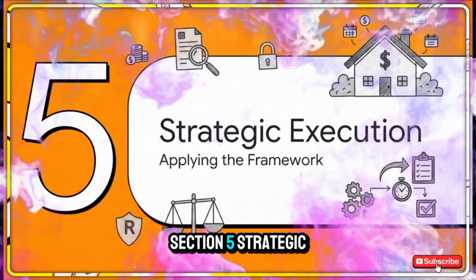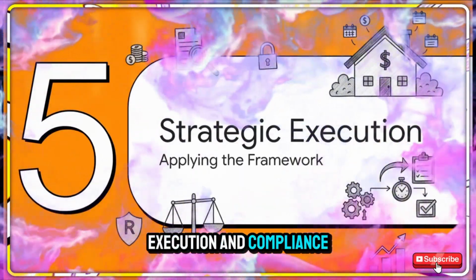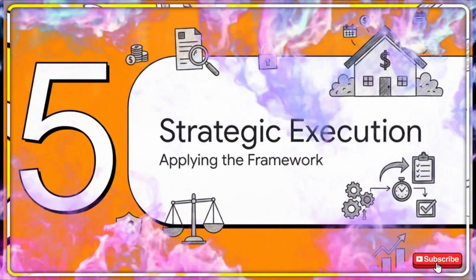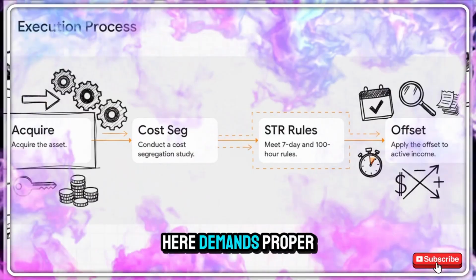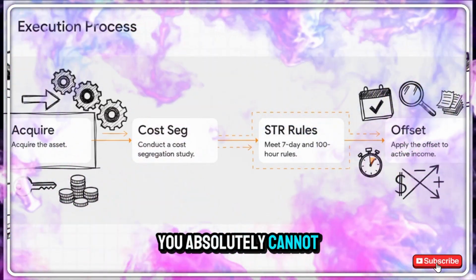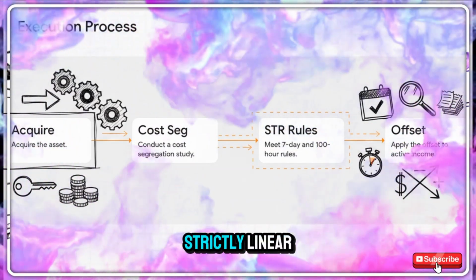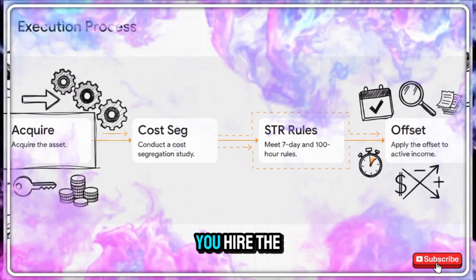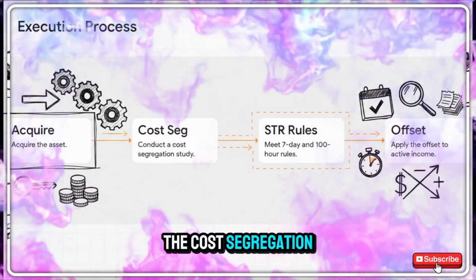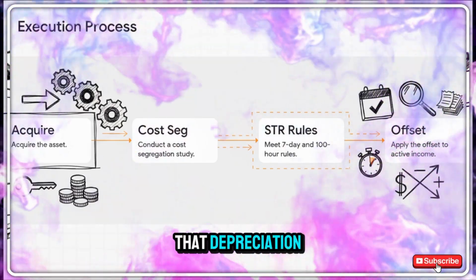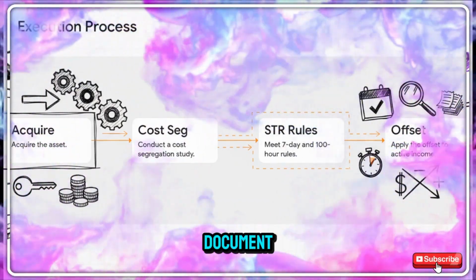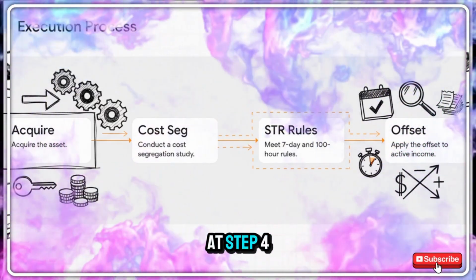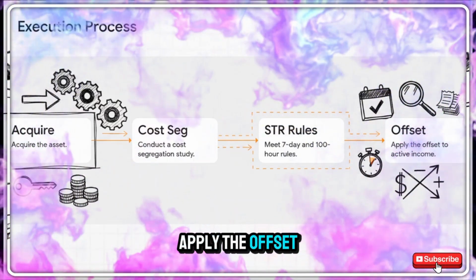Section 5, Strategic Execution and Compliance. Let's talk about applying the framework in the real world. The execution process here demands proper sequencing. You absolutely cannot skip steps. The process is strictly linear based on cause and effect. First, you acquire the asset. Second, you hire the engineers to conduct the cost segregation study to accelerate that depreciation. Third, you rigidly document your 100 hours of participation before the year ends. Only then, at step 4, can you explicitly apply the offset to your active income.